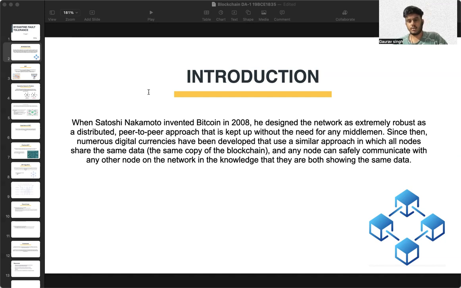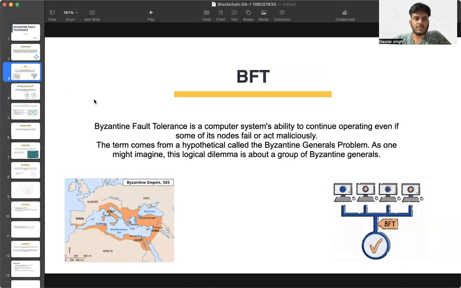That gave birth to the concept of Byzantine fault tolerance, BFT. Byzantine fault tolerance is basically a computer system's ability to continue operating even if some of its nodes fail or act maliciously. The term comes from a hypothetical called the Byzantine generals problem. The word Byzantine refers to the Roman Empire, also referred to as the Eastern Roman Empire or Byzantium. This logical dilemma is about a group of Byzantine generals.